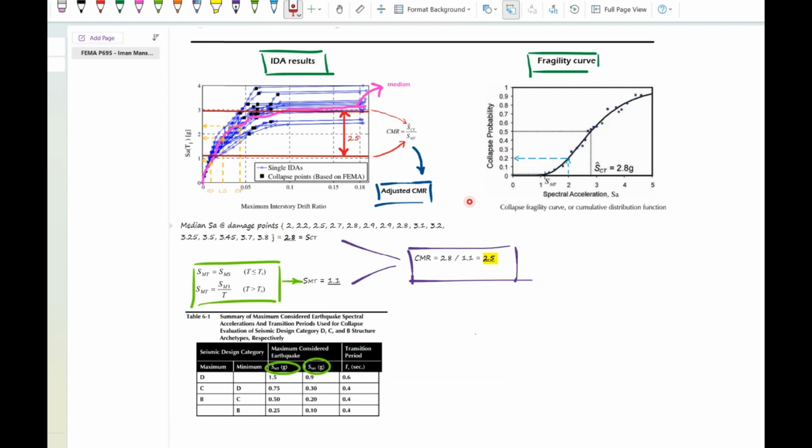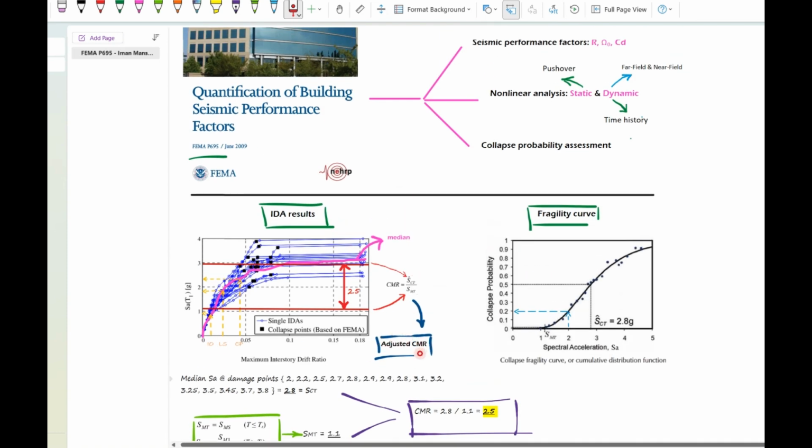So again, the CMR gives us an idea of the collapse safety margin, but we also need to adjust it based on spectral shape effects, especially when near field records are involved. That's why FEMA P695 also defines the adjusted CMR, which takes this into account. And you'll find the details in the document.